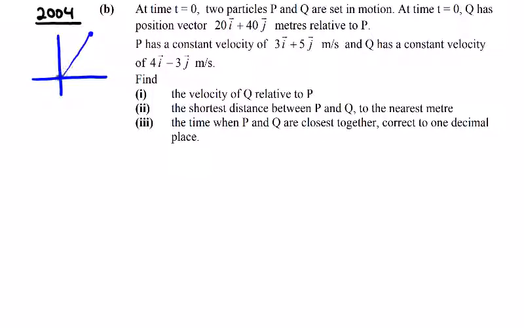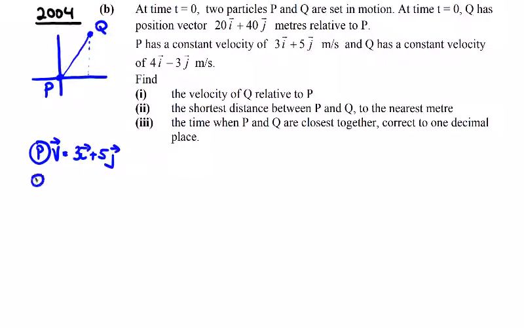So here we have our positions, and which one is 20i? Q has position, so Q is up here, P is at the origin here. And we may need an angle in there, we can get that later. P has constant velocity, so this is P. P has velocity of 3i plus 5j.